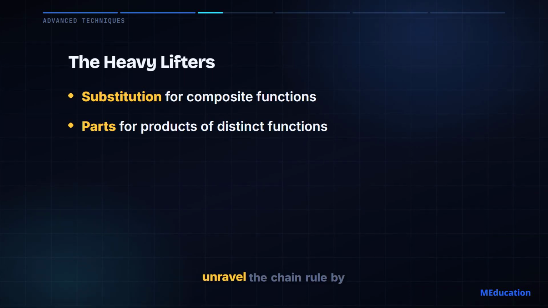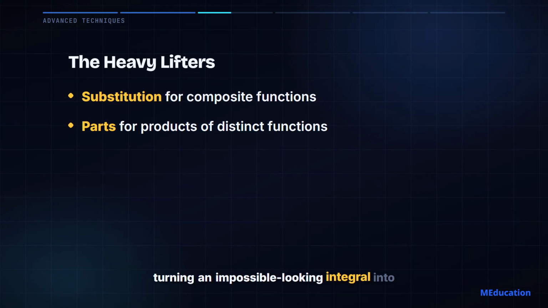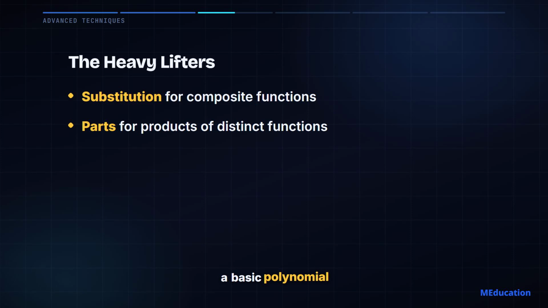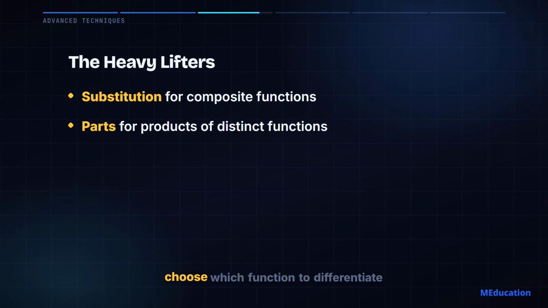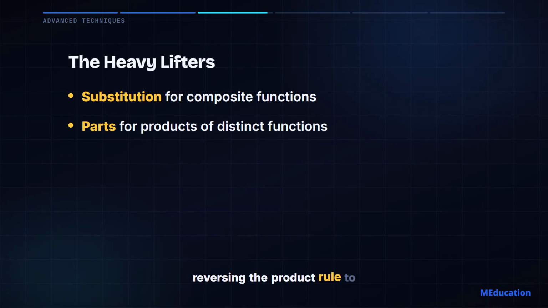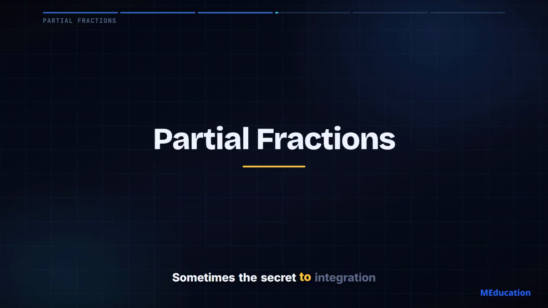This technique allows you to unravel the chain rule by temporarily swapping variables, turning an impossible-looking integral into a basic polynomial. But what if you have a product of two completely different types of functions, like an algebraic term multiplied by a trigonometric term? For that, you will use integration by parts. You will learn how to choose which function to differentiate and which to integrate, reversing the product rule to solve high-tariff exam questions.